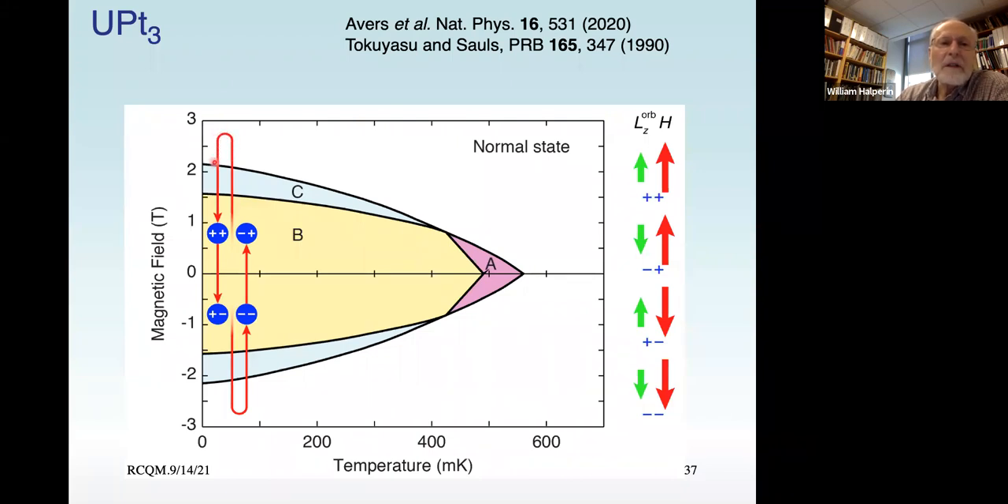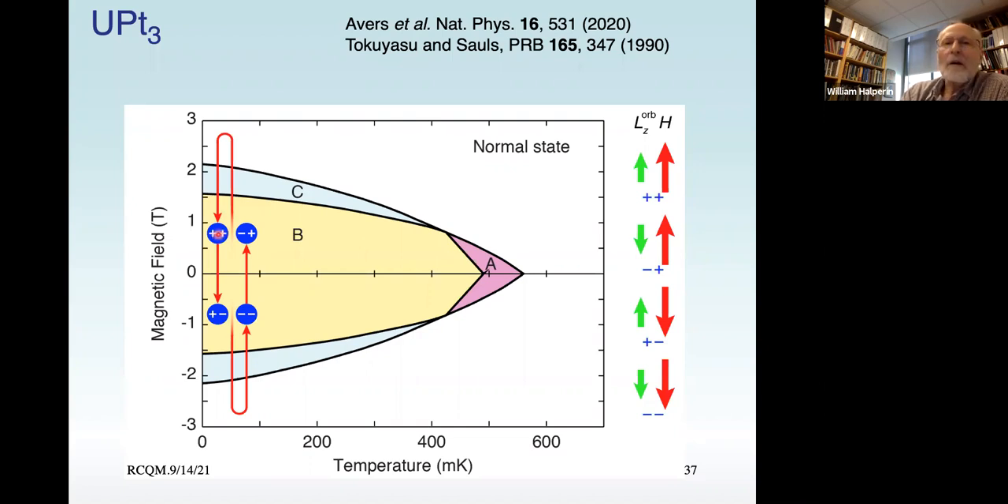Then you decrease the field into the C phase of uranium platinum 3, which is a non-chiral phase according to E2U. And then when you pass into the B phase, the chiral phase, the magnetic field that you have imposed and which is present when you pass through that phase boundary orients the chiral axis. And then you stop at this blue circle, and the magnetic field and the chiral axis are well established. We call this plus plus.